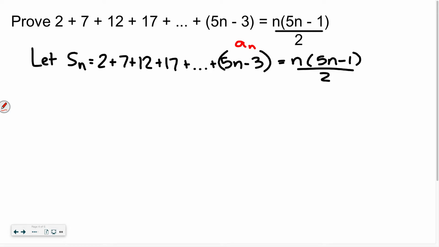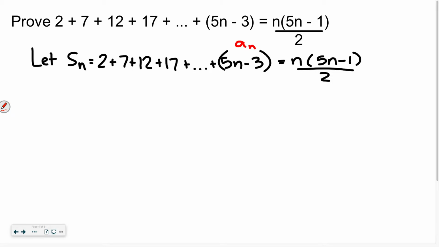So I could find any term in my sequence. You could let n equal 4. 5 times 4 is 20, minus 3 is 17. And look, first term, second term, third term, the fourth term is 17. So that 5n minus 3 is just generating those numbers that are getting added together, right? That's your a sub n.